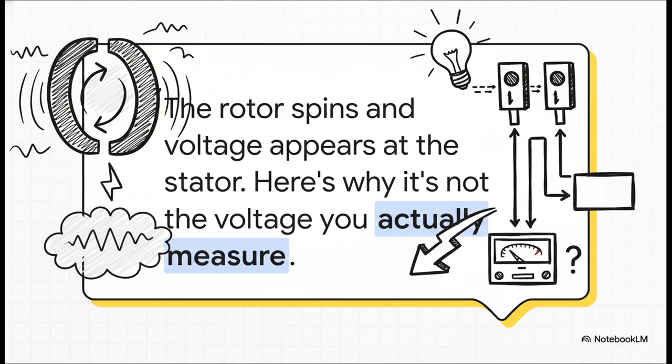So this right here is the central puzzle we're going to solve. You see, there's an ideal voltage that gets created inside the machine, but that's not what you actually see at the terminals when you connect a load. By the end of this, you'll know precisely what's causing that difference and exactly how to model it.